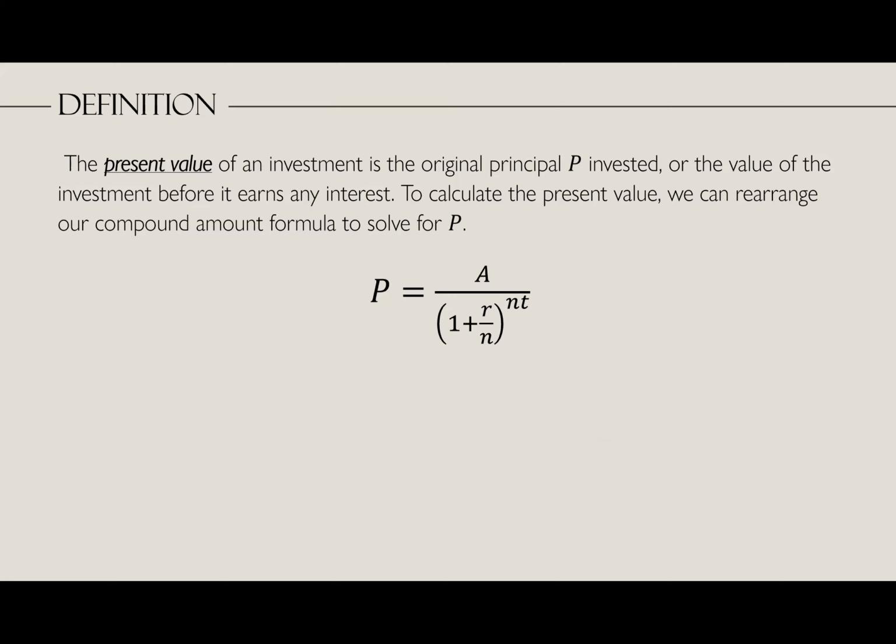We have P, the principal, is the compound amount or future value A, divided by 1 plus r over n to the nt power. I want to emphasize this is the same formula we did before. It's just that I solved for P instead of solving for A. This formula will allow me to calculate how much do I need right now in order to achieve some type of future value.